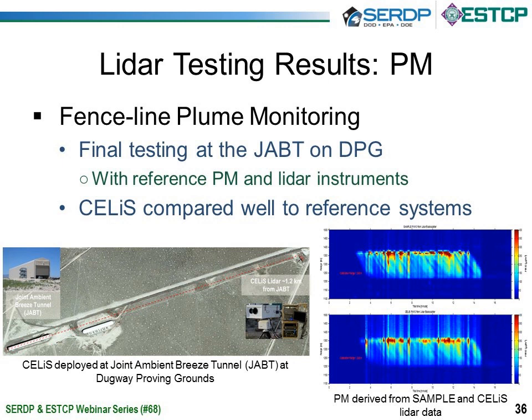The right top graph is showing PM10 emissions or concentrations on a color scale calculated from the reference SAMPLE LiDAR system. And the right bottom was the PM10 concentrations calculated from CELIS. The takeaway here is that CELIS performed very well compared to the reference near-infrared LiDAR SAMPLE system that it was compared to.